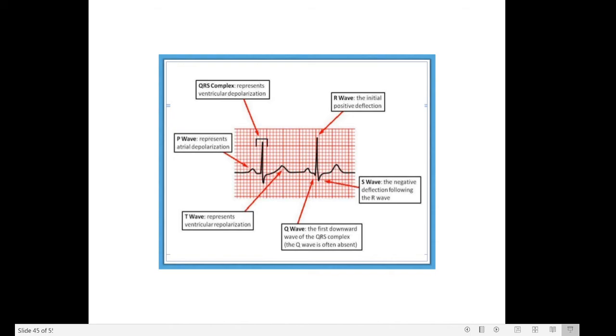The order is very very important, and these image based questions are asked frequently, so I am taking this time. P wave represents atrial depolarization. QRS complex is ventricular depolarization. T wave is the ventricular repolarization. Mention this very very important thing, the repolarization. Then the Q wave is the first downward wave of the QRS complex, R wave is the initial positive deflection, S is negative deflection.